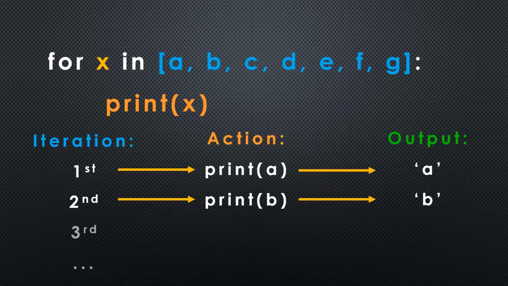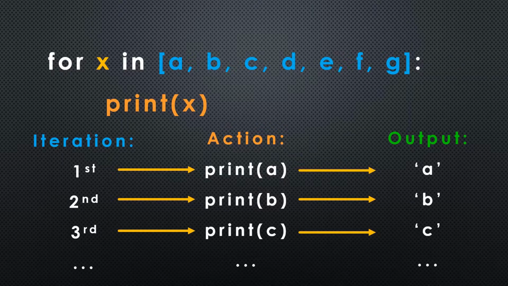And this is true for all the subsequent iterations, where the value of x will then be c, d, e, f, and g in turn. So in this case, the for loop will have 7 iterations, because the length of the list we have given it is 7 elements. Now let's write our first full piece of code using for loops.